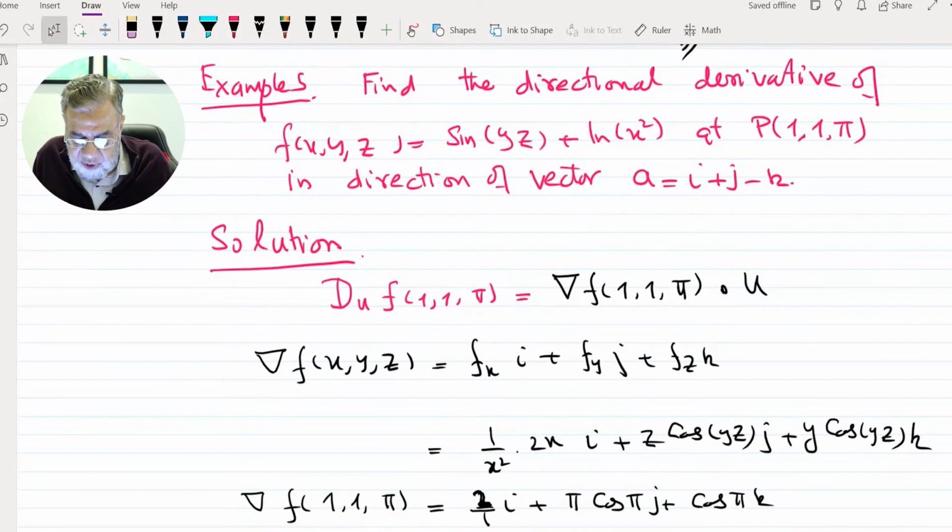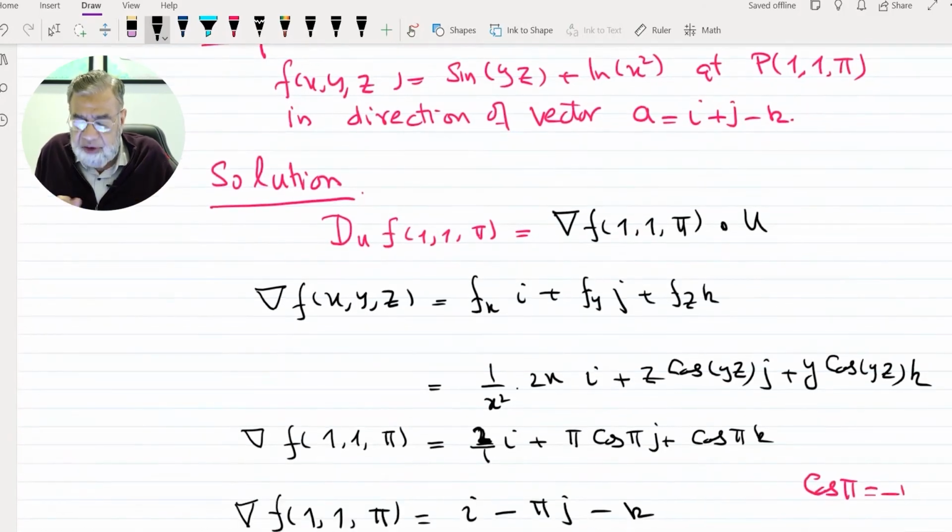We have one more example. We want to find the directional derivative of the function xyz plus sine yz plus ln of x squared at the point 1, 1 and pi, in the direction of the vector A, that is equal to i plus j minus k. As we know, we find the gradient of the function at the point 1, 1 and pi and find the unit vector, and we take the dot product of these two. So first we find the gradient, then we find the unit vector and the dot product. Find the gradient with the formula: gradient of f x y z is f of x i plus f of y j plus f of z k.